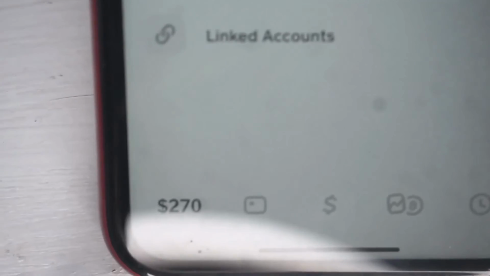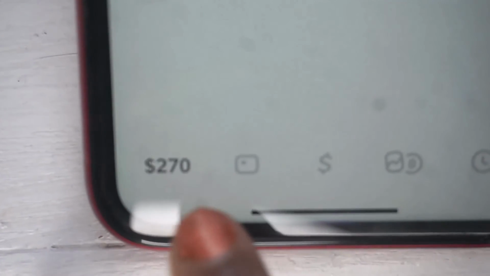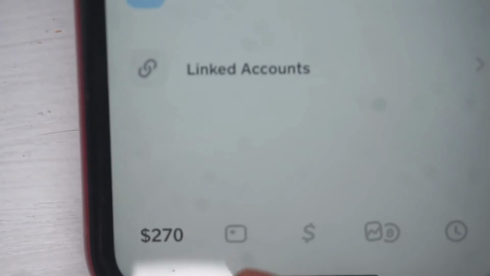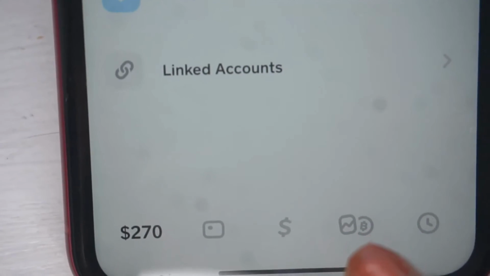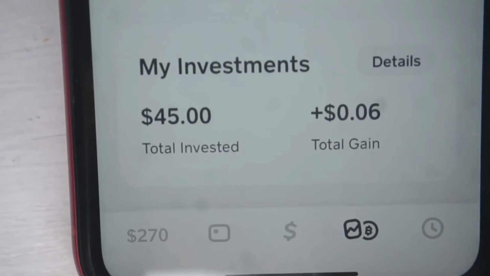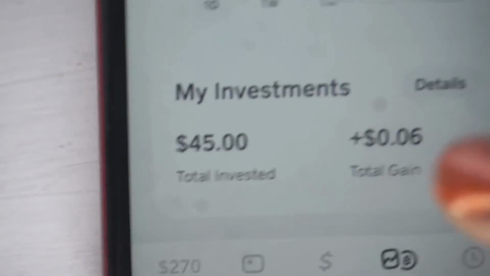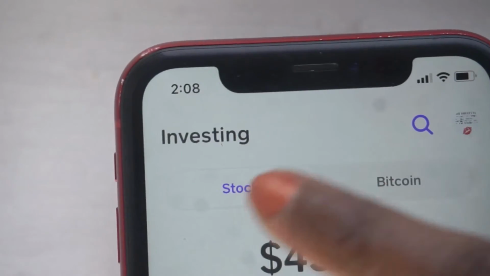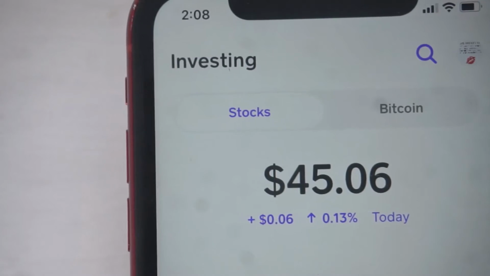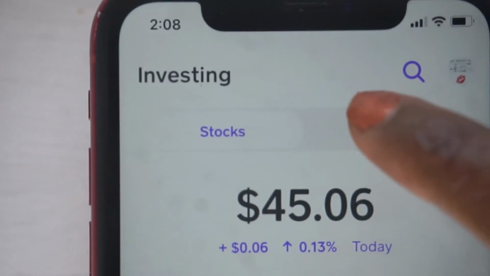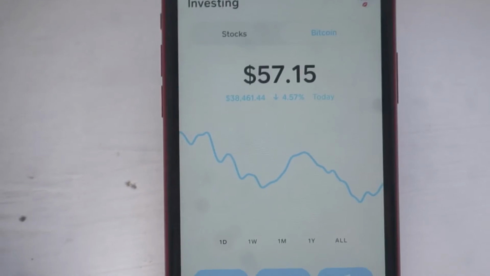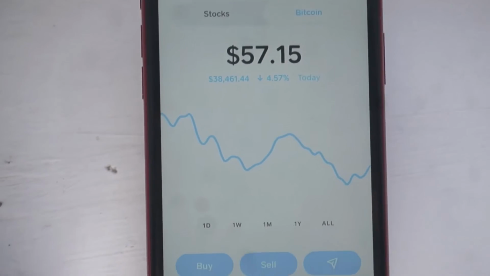Okay, so basically you will look below and you can see this is my Cash App right now, and there is a card sign, a dollar sign, and a Bitcoin sign. Just go to your Bitcoin sign, and this is what would appear. You'd have two options, the stocks and Bitcoin, and you would want to choose what you want to invest in. You will see the Bitcoin and the stocks on your phone.